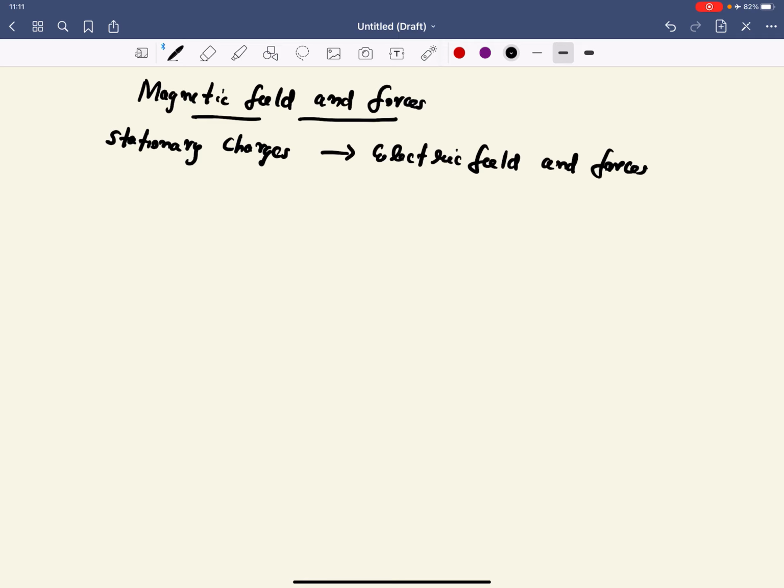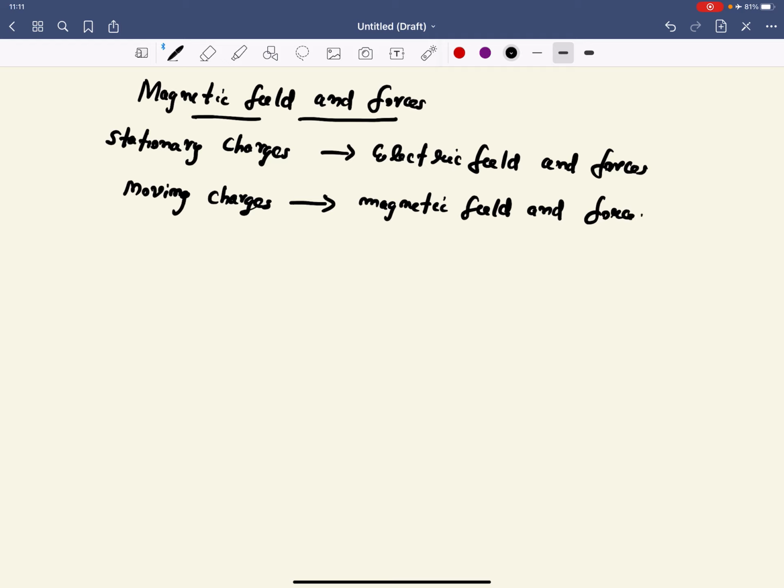So now we are going to talk about moving charges. The stationary charges cannot produce any magnetic field. We need moving charges. So we are going to consider a situation where these source charges are moving, and these moving charges produce a magnetic field. Moving charges produce a magnetic field, and very similar to electric forces, this can also result in a force.